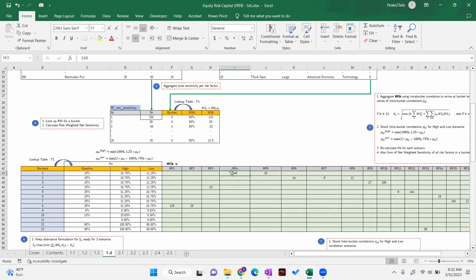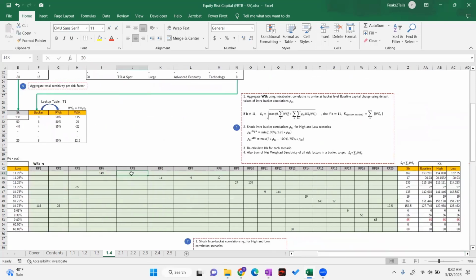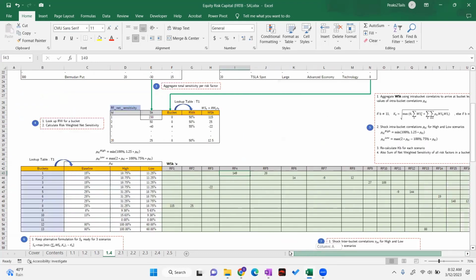So this one has 149 exposure to risk factor 4, and 20 exposure coming from risk factor 5. These two. So when you want to come up with the bucket 1 level capital charge, you will aggregate these two weighted net sensitivities using 15% correlation. Markowitz portfolio variance formula. Take these, aggregate using 15% correlation, because that aggregation is happening within bucket 1.